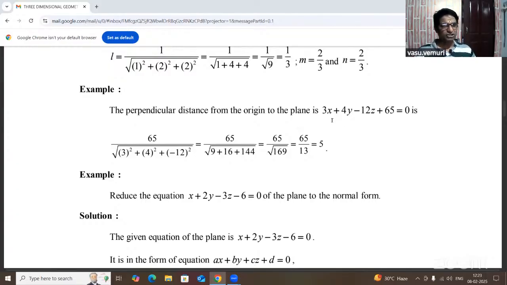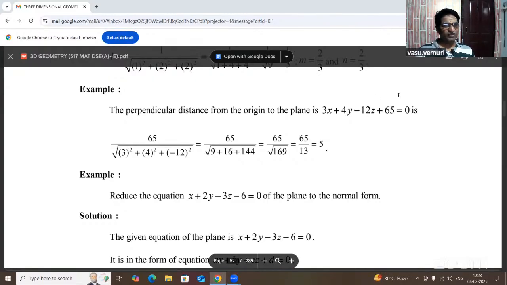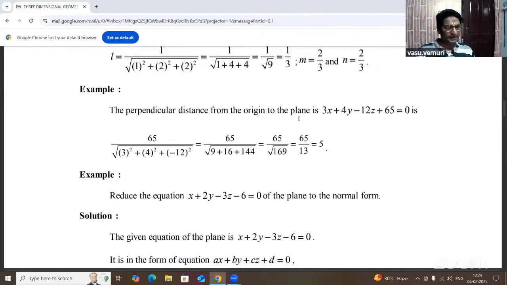These problems are also given in the bit oriented. Okay, that is a multiple choice. Now, the perpendicular distance from the origin to the plane 3x plus 4y minus 12z plus 65 equal to 0. What is the distance from the origin to the plane?